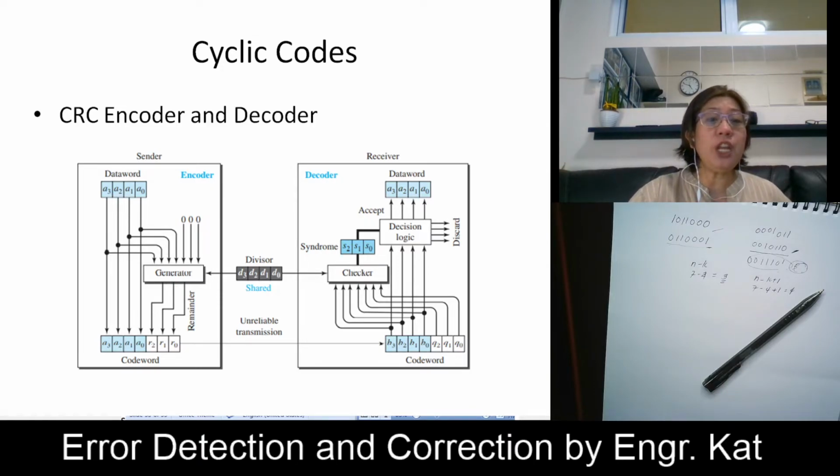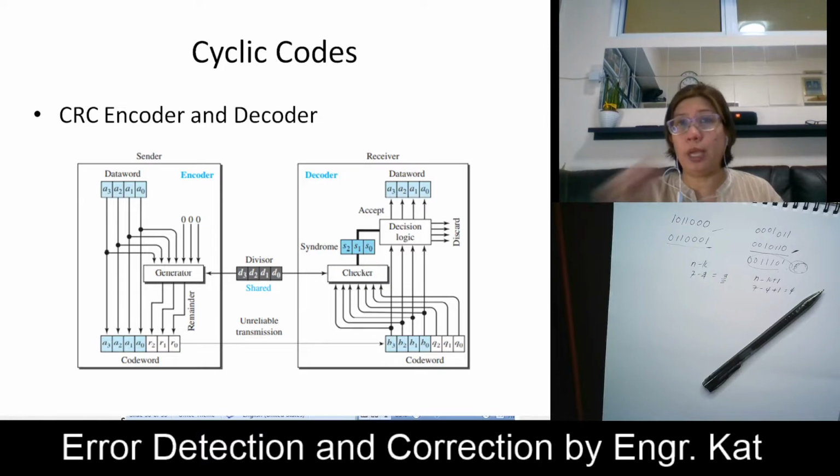The generator divides the augmented data word by the divisor. We are going to make use of modulo 2 division. The quotient of the division is discarded. The remainder R2, R1, and R0 is appended or joined to the data word to create the code word. So that is how you produce the code word.